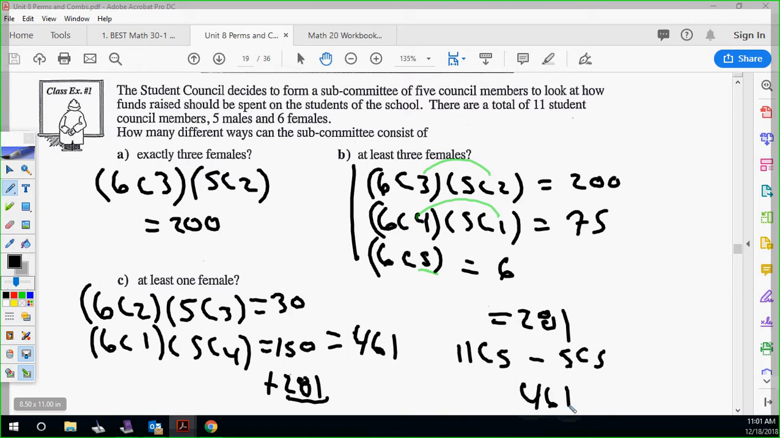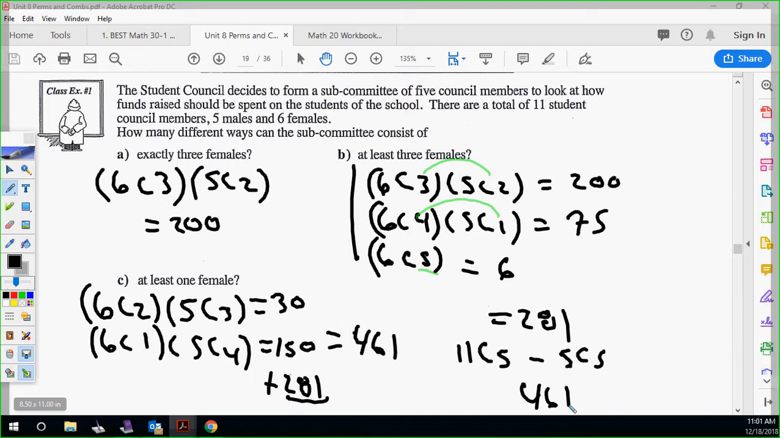It's kind of silly on that one because how many ways are there to choose all males? 1. Yeah. 5 choose 5 is 1 because the order of the guys doesn't matter. So 5 choose 5 is just 1. So it's 462 minus 1. Minus 5C5, that's all males.